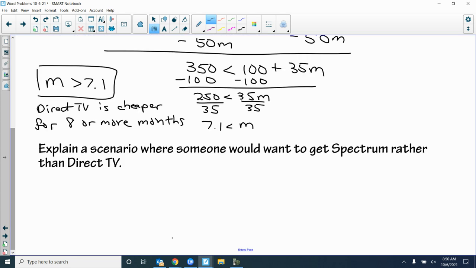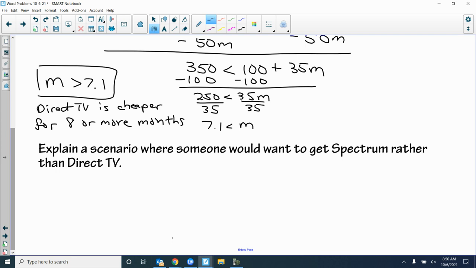All right, explain a scenario where someone would want to get Spectrum rather than DirecTV. Griffin? If you're on vacation at one of your beach houses for like 2 months. Just one of them, yeah. So yeah, if you're only going to be there for 2 months, you want to get cable. Any other? Some good people come up with some good reasons that I wouldn't even think of. Anybody else come up with something? I agree with that one.